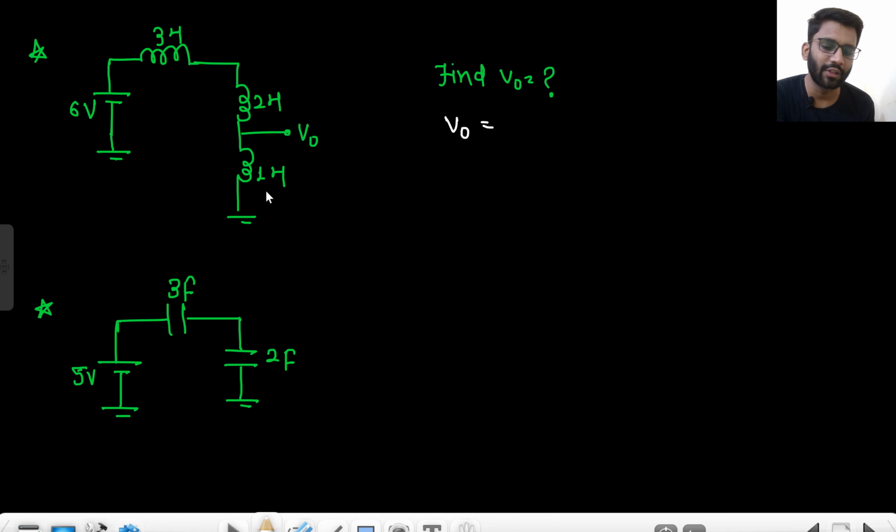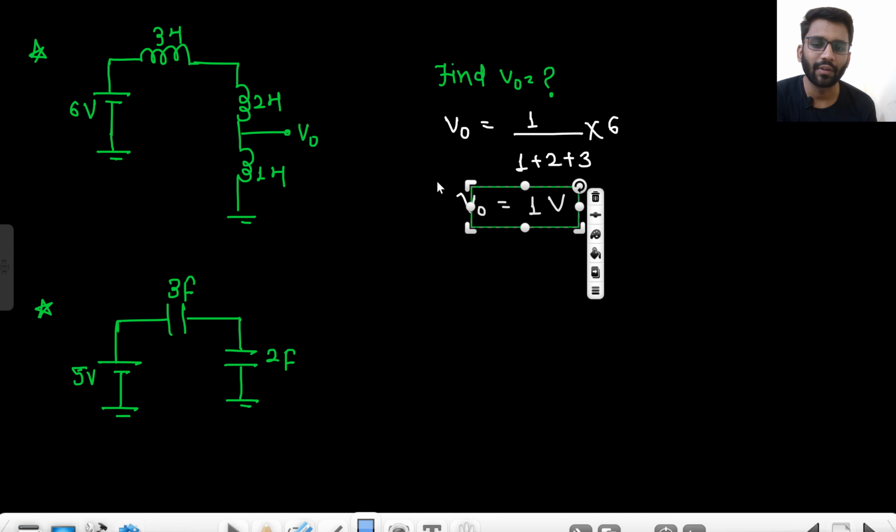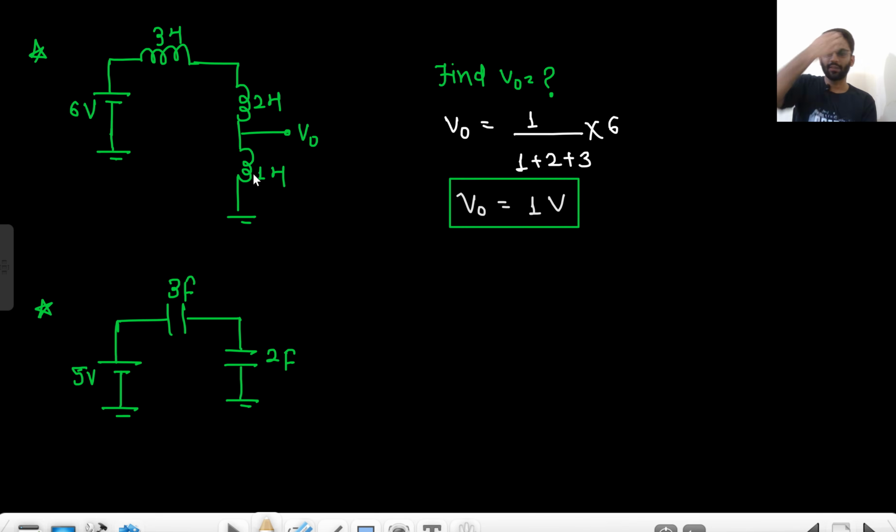V naught, this is V naught voltage across 1 Henry inductance. So it will be 1 upon (1 plus 2 plus 3) into 6. Basically it will be 1 volt. Did you get it? It will only be 1 volt. Why so? Because of voltage division. 1 upon (1 plus 2 plus 3) into 6, so 1 volt. Now tell me about capacitor.